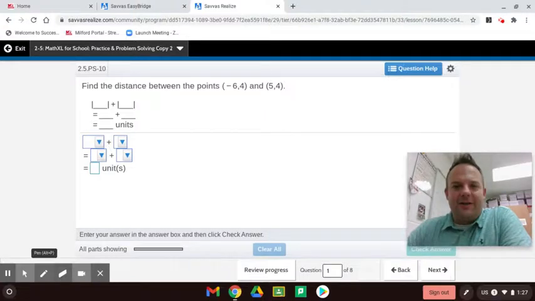Hi, we're going to learn distance on the coordinate grid, or the coordinate plane. We're going to be given two ordered pairs, and then I'll teach you how to find the distance. There are some patterns we'll see.